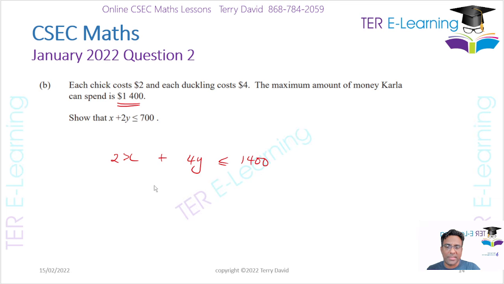And that means that if we divide everything by 2, we'll end up with X plus 2Y is less than or equal to 700, which is what they asked us to show to begin with, right? That's what they asked us to show.